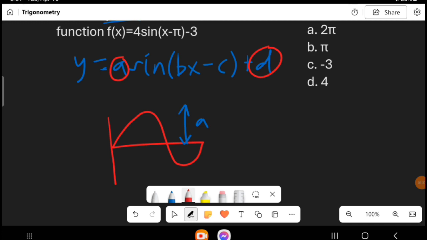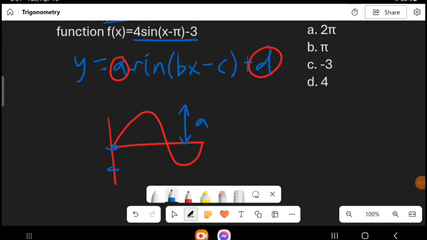Now d is our vertical shift. Usually, if d is equal to 0, our sine function starts at the origin, so d tells us our vertical shift. For our function, sine quantity x minus pi minus 3, it will shift 3 units down. Since we have a negative 3 as our vertical shift, it will start here, then it goes up like that, the shape.